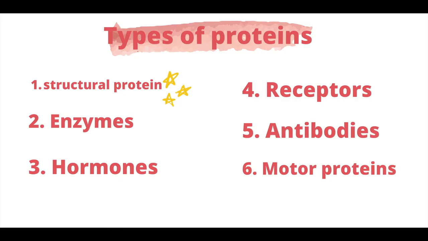Let's go over a few types of proteins. The first one is structural protein. This is going to make things hard and rigid. A good example of a structural protein is keratin. Keratin is a type of protein that forms your hair and your nails. It's what makes these things hard and rigid.